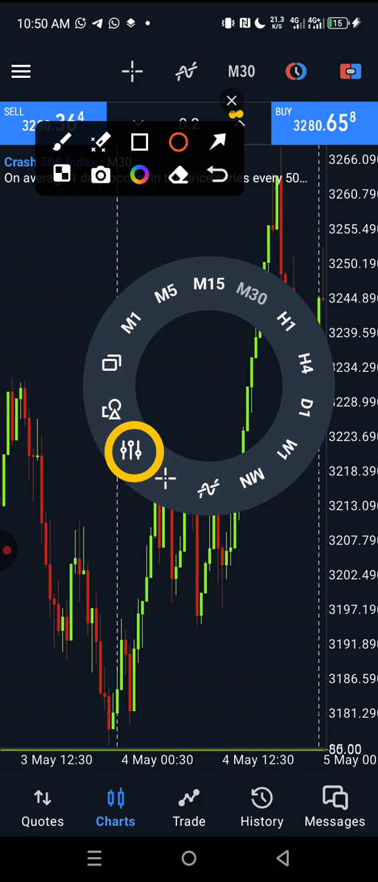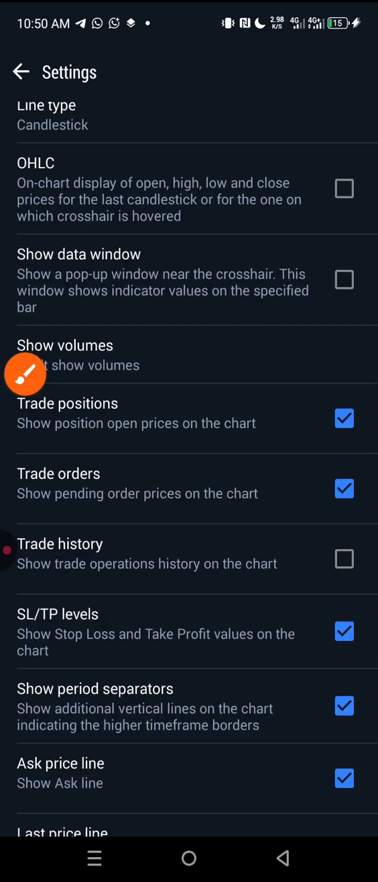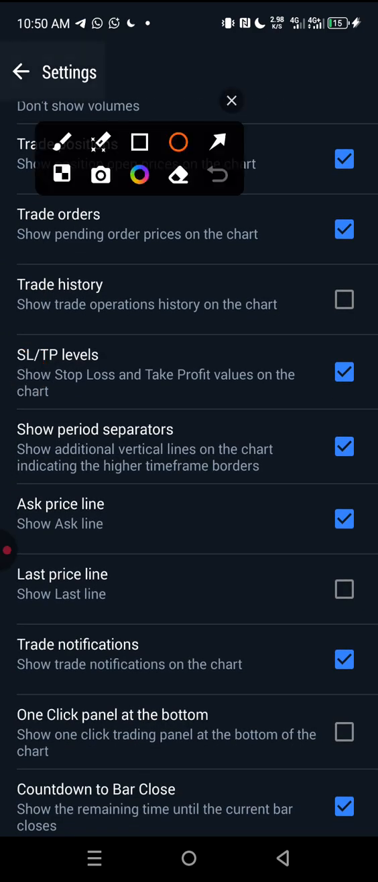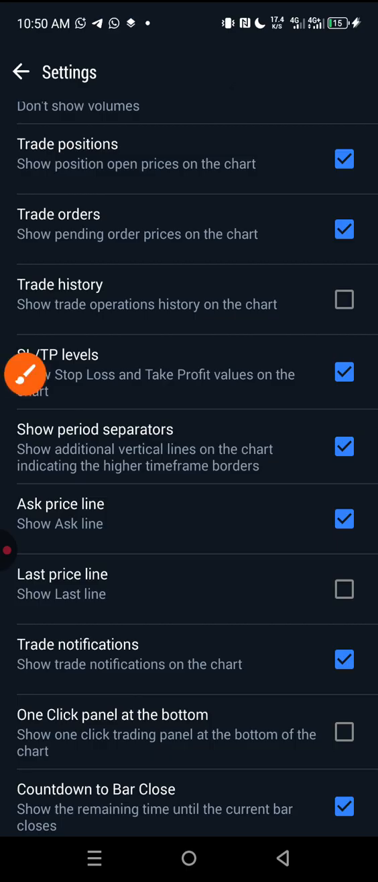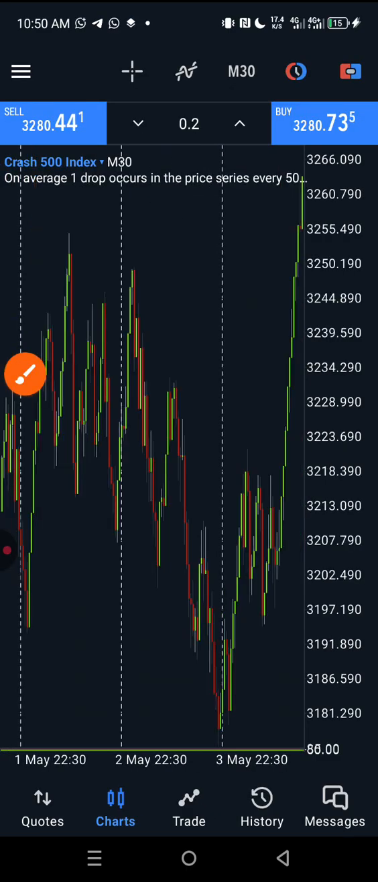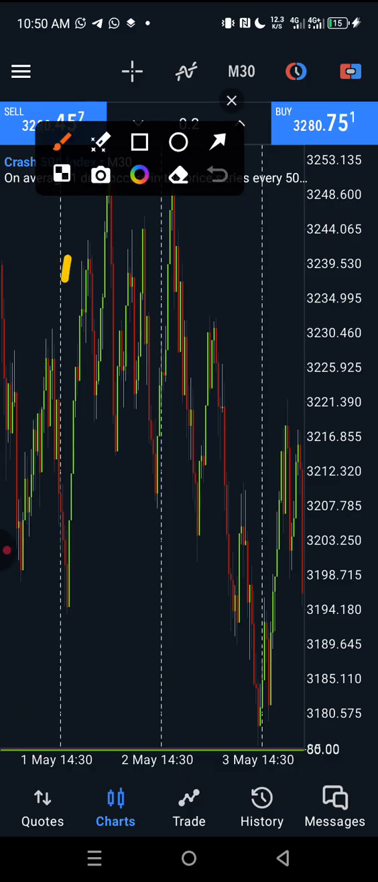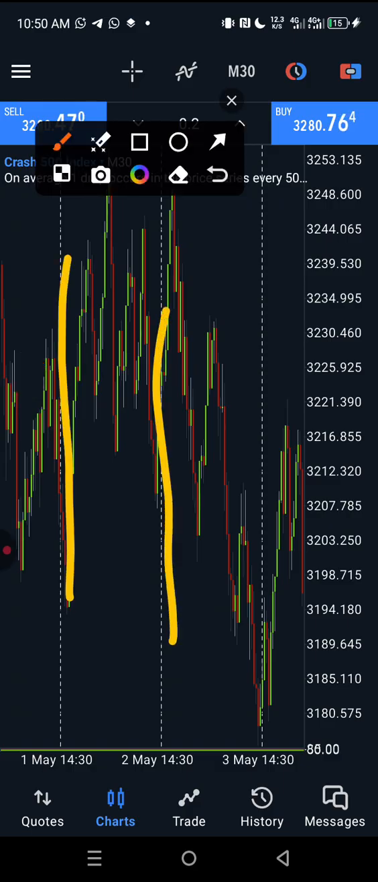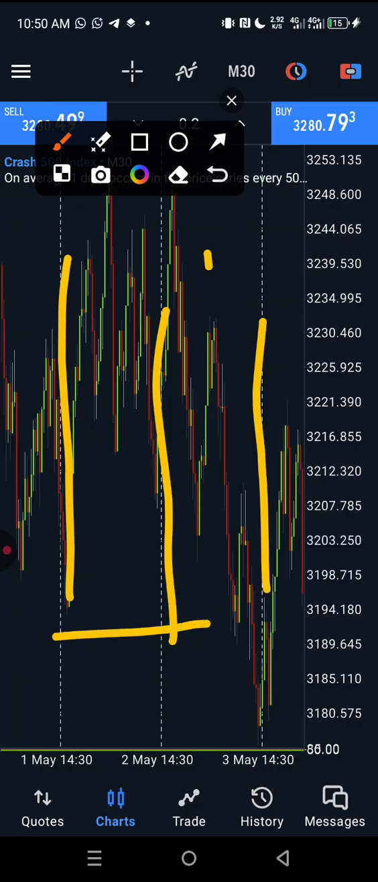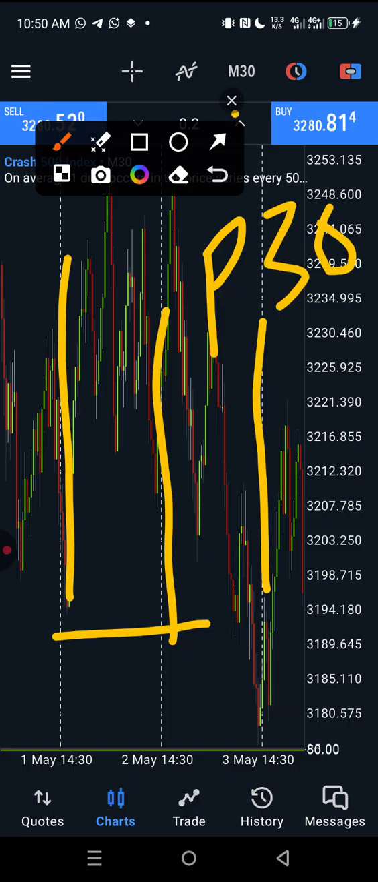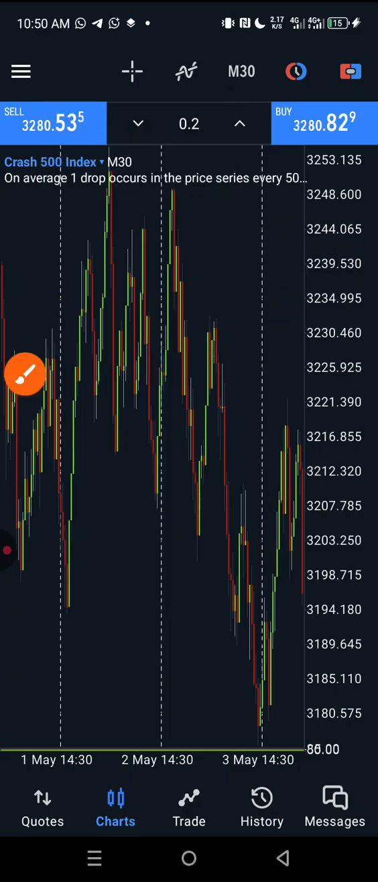When you go into settings, come up a bit and mark this Show Period Separator, tick it this way. The moment you do that, these vertical lines will come up on your chart, and we call that period separator. So P30 stands for period separator 30 minutes. Invariably it is a period separator strategy. That's why we call it P30, and it's highly effective and efficient.